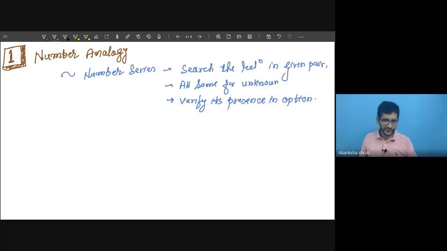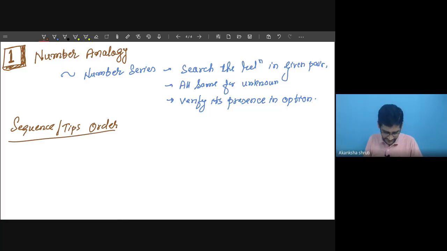Student, like in number series, there are certain important relations we have to think, or certain orders we have to think. So start thinking in these orders. So the sequence or the order, or the tips order we must follow. Means how we will start thinking to reach our answer. It is that one. Okay.